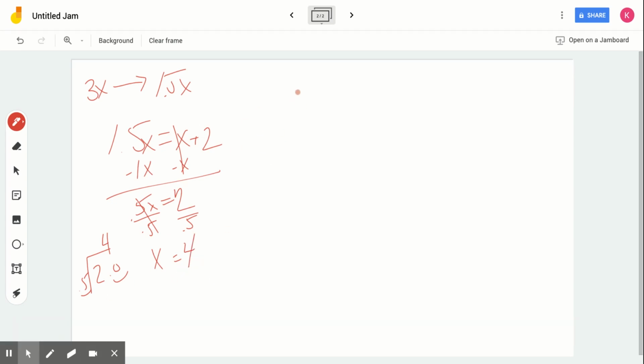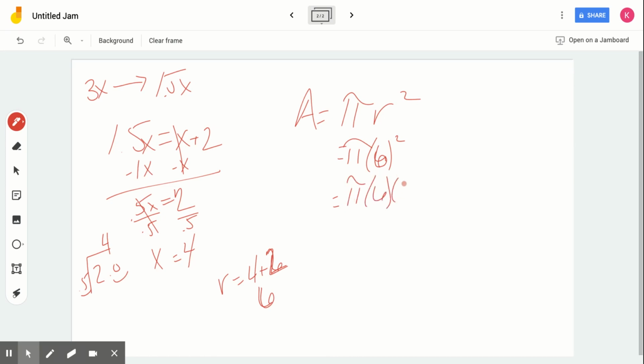So again, when we go to plug this in, if our area is equal to pi r squared, our x is 4, we know that our radius is 4 plus 2, giving you the answer early, which is 6. So here we have pi times 6 squared. And we know that 6 squared is 36. So here we have 36 pi.